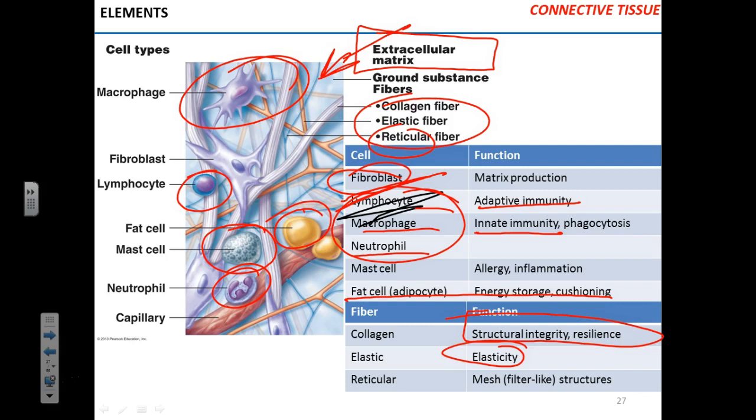So what does that mean? Cell is differentiated. So when fibroblasts become extremely specialized, they can specialize in being fat cells. Obviously, fat cells store energy in the form of fat, and they also cushion. That's actually a really important function. Cushion. Protect.